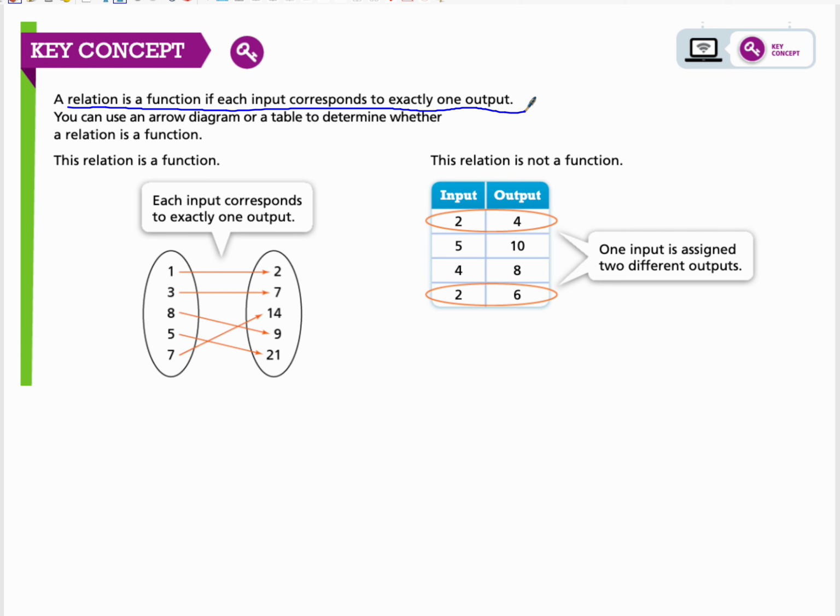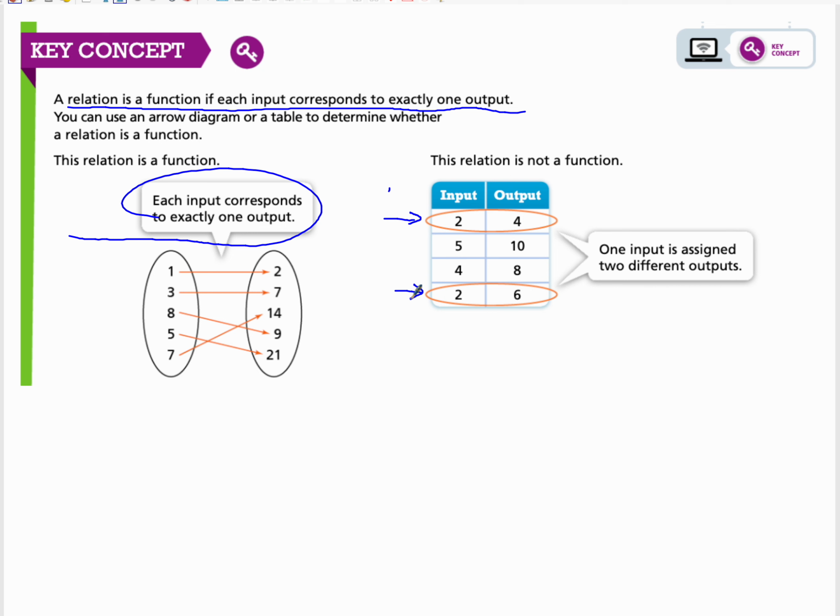Is this first one a function? Yes, because each input has exactly one output. Is this one a function? No, because there's one input, 2 is the input, and it's got more than one output. It's got a 4 and a 6, right? So you gotta learn to recognize those and see those.